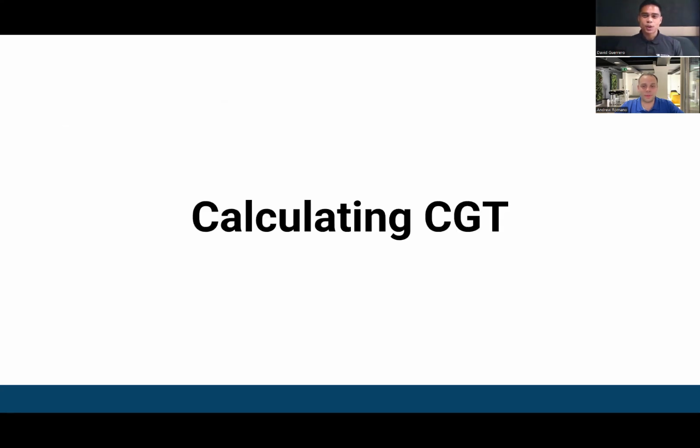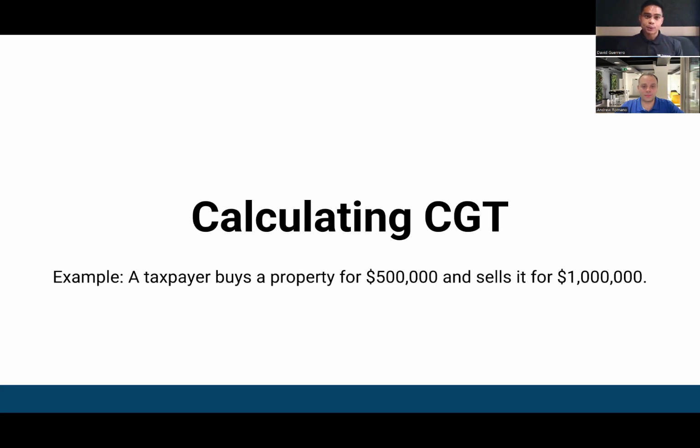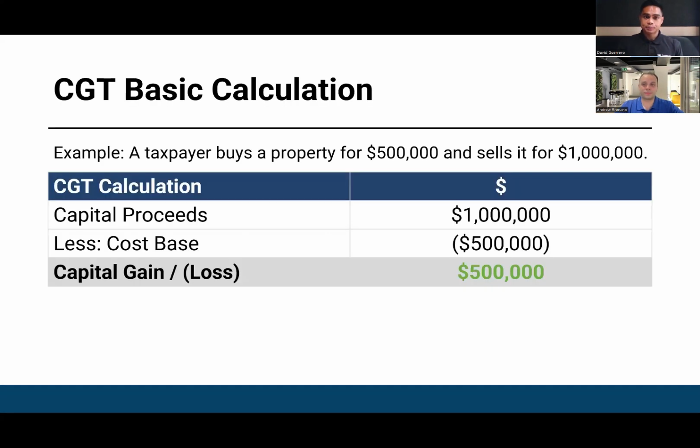Now, let's walk you through a simple calculation. In this example, the taxpayer buys a property for $500K and sells it for $1 million. So in this scenario, we include capital proceeds of $1 million less the cost base, which is $500K, resulting in a capital gain of $500K. Now, this $500K becomes assessable and taxed at the relevant tax rates.